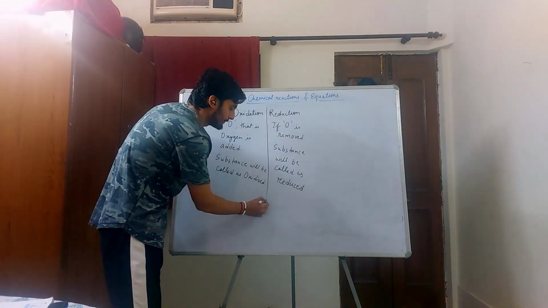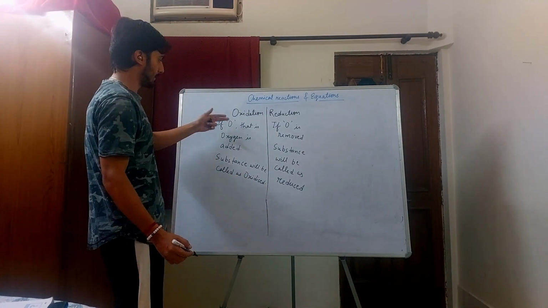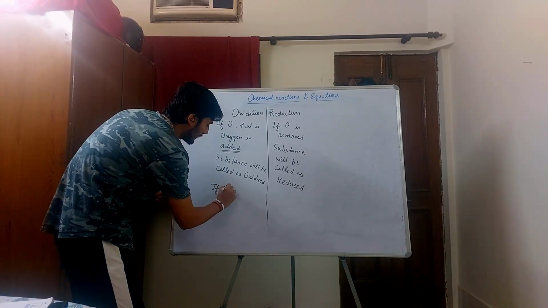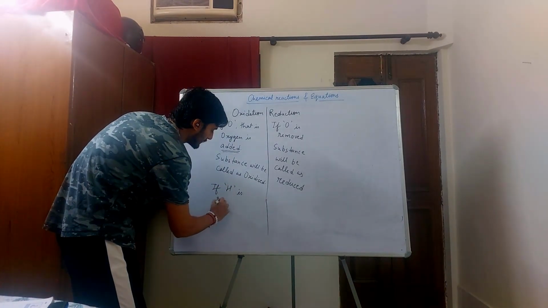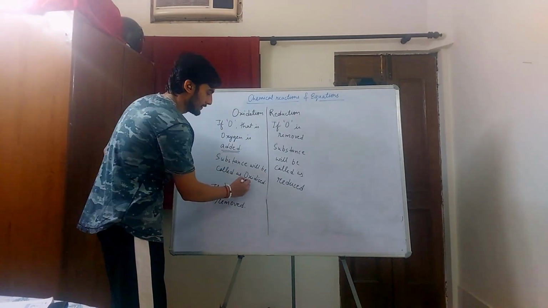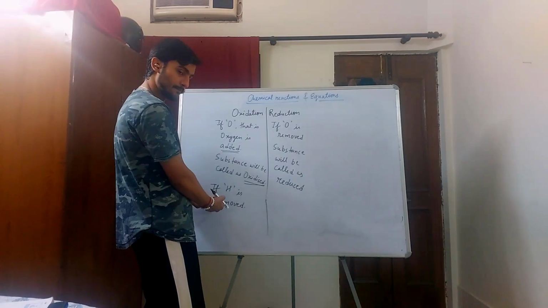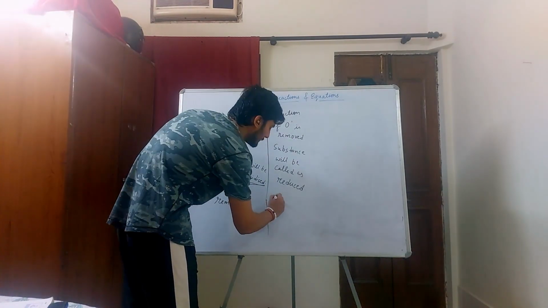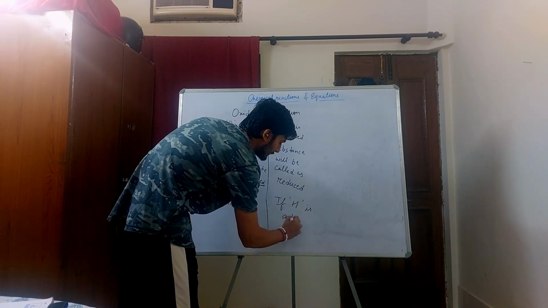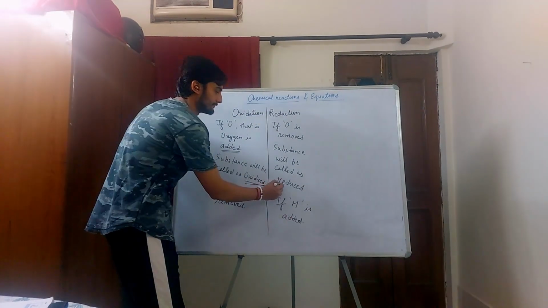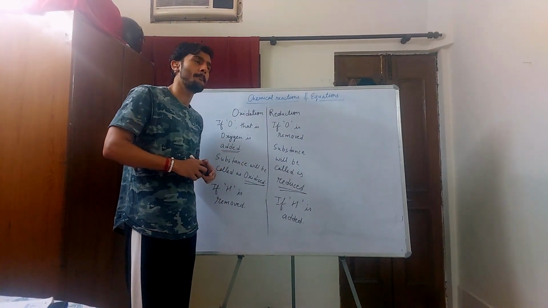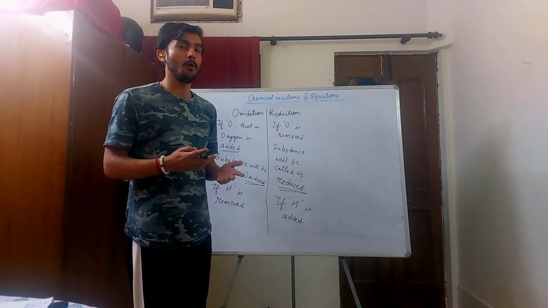We can have one more element, that is your hydrogen. So here oxygen is added, then it is oxidation, and if hydrogen is removed, then also the substance is called oxidized. Here the hydrogen is removed; if hydrogen is added, then it will be called reduced.